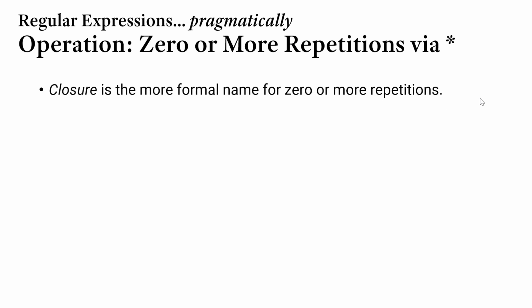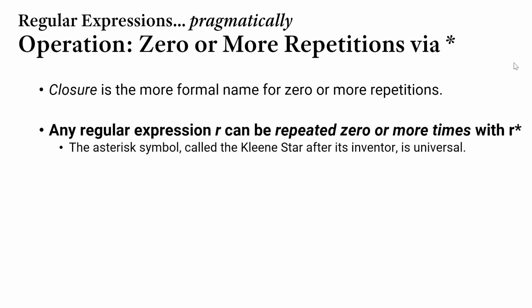So let's look at the last of these three operators, which is the 0 or more repetitions, or the closure operator, also known as the Kleene star. Closure is the formal name for 0 or more repetitions. Any regular expression R can be repeated 0 or more times with R followed by the star.